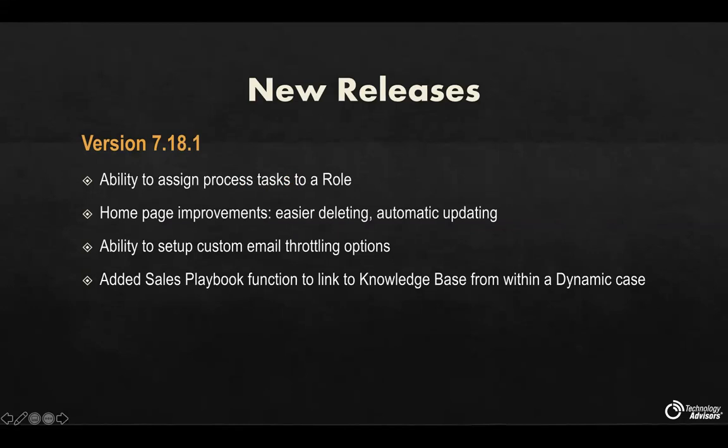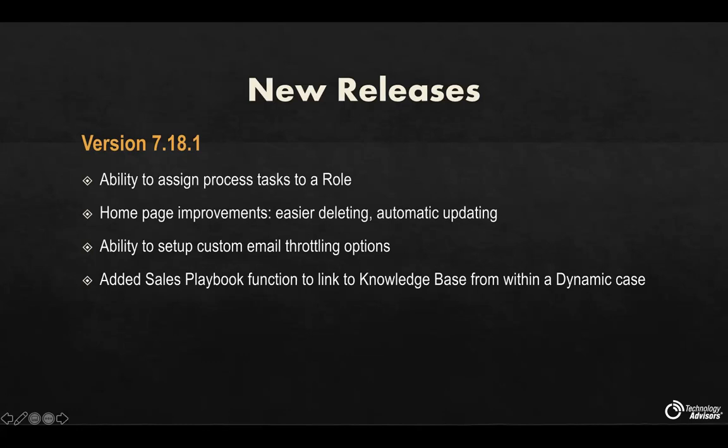The homepage function was new in version 7.18. So as we go through these next couple of minor releases, we're certainly going to see some updates and improvements there. In the 7.18.1 release, we had some improvements making deleting easier, as well as automatically updating the page as your data has changed. So just doing an automatic refresh instead of the user having to click the refresh button. We talked about the email throttling options already, so some new functions there.